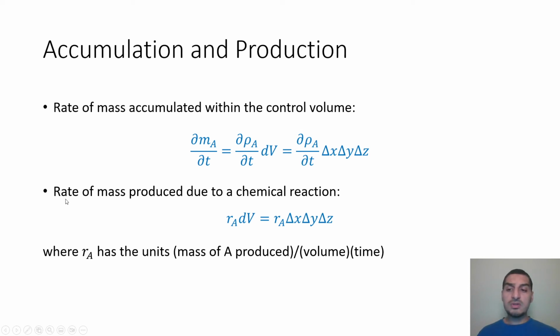The last term is the rate of mass produced due to the chemical reaction. So it is R multiplied by dV. R is what we call the rate of reaction, which has the units of mass produced per volume per unit time. So if you multiply this by the volume as well, or the differential volume, you will have mass per unit time. So these are the four terms.